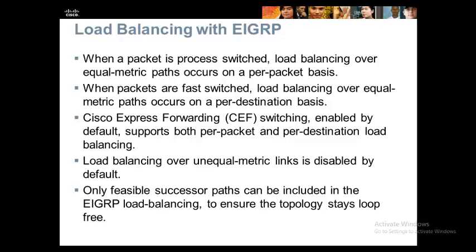When a packet goes through CEF, Cisco Express Forwarding, both per packet and per destination load balancing happens. Load balancing over unequal metric links is disabled by default. Only feasible successor paths can be included in EIGRP load balancing to ensure the topology stays loop free. You know the stories, but I would like to explain the first 3 points. I'll explain all 5 of them.